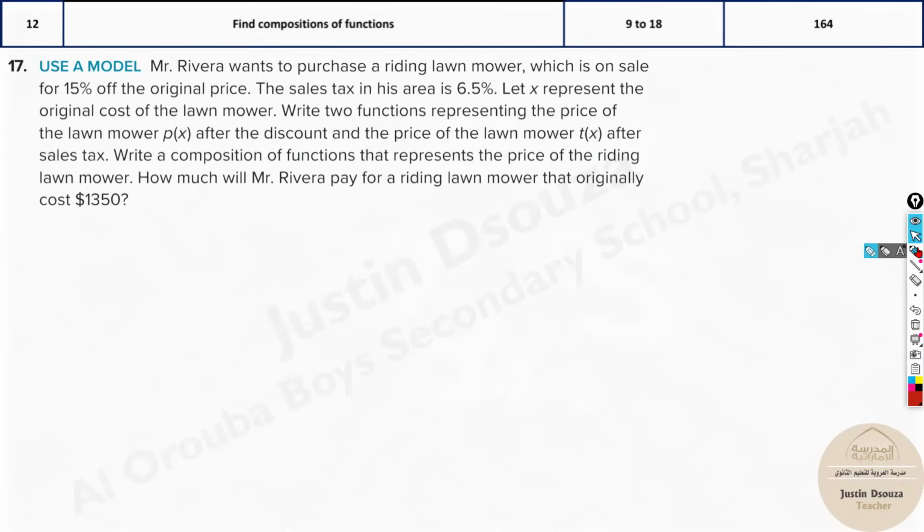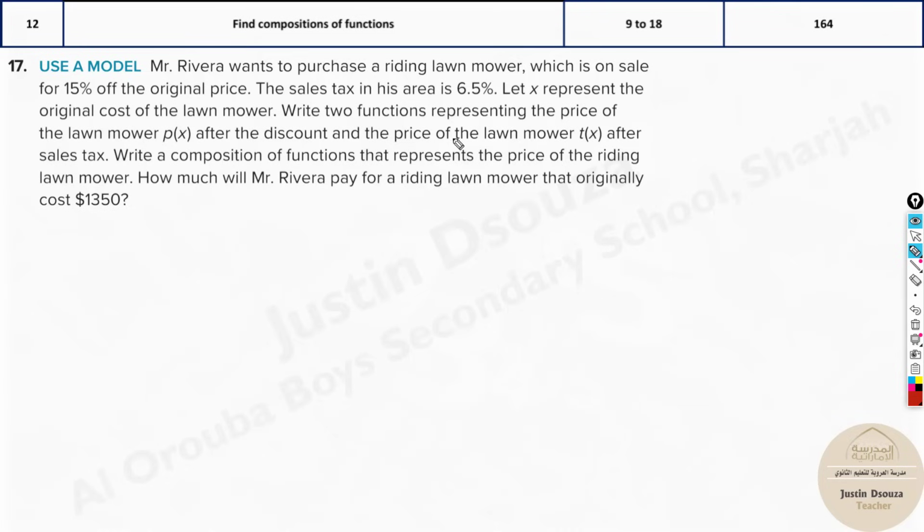And now we have a real world problem. Mr. Rivera wants to purchase a riding lawnmower which is on sale for 15% off the original price. The sales tax in his area is 6.5%. Let x represent the original cost of the lawnmower. Write two functions representing the price of the lawnmower p of x after the discount and the price of the lawnmower t of x after sales tax. Write a composition of the functions that represents the price of the riding lawnmower. How much will Mr. Rivera pay for the riding lawnmower that originally cost $1,350?